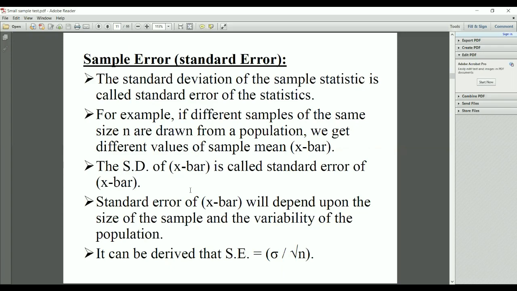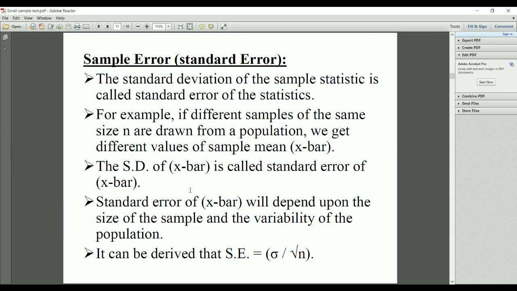sample mean x bar. If there is one population, and I want to collect a sample, say I take a sample from Chandrapur, then obviously the population is India. We are choosing samples like Nagpur or Delhi or Mumbai. So everywhere the sample is different, so the mean is also different. And the standard deviation of that is called the standard error of x bar.